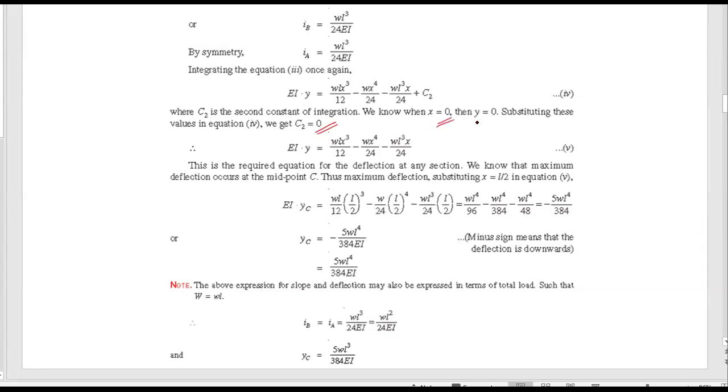Substituting x equal to 0 and y equal to 0 in my previous equation, that is the deflection equation, and rewriting it with C2 as 0, this is the final equation of deflection at any point. So if I consider a simply supported beam with a UDL over the length of the beam, I need to find the deflection at any point.